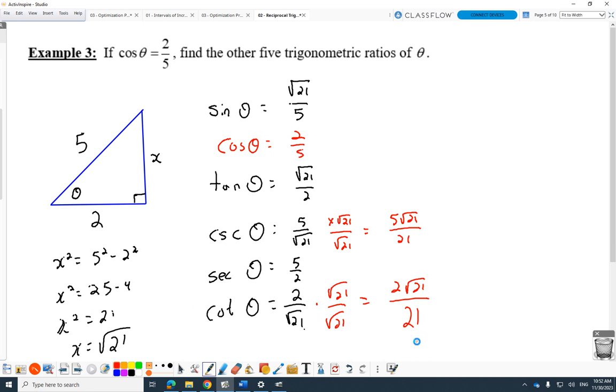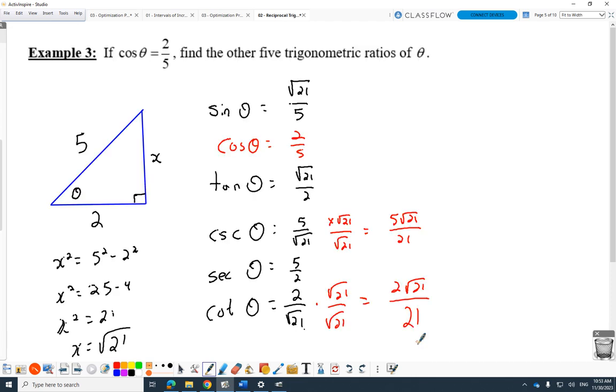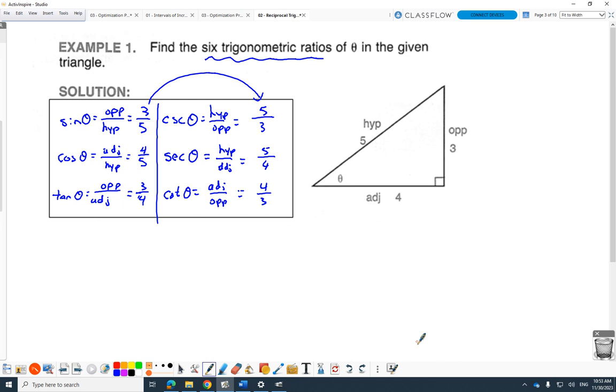All right, special triangles. There are some very special triangles in this world. I've already used two of them in the lesson. Teachers and students love this triangle, the 3, 4, 5 triangle. It's one of the triangles where the pairs work out nicely, no decimals. 3, 4, 5. 3 squared is 9, 4 squared is 16. That adds to 25 and you get a 5 there.